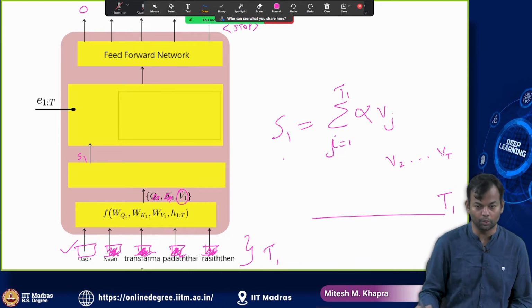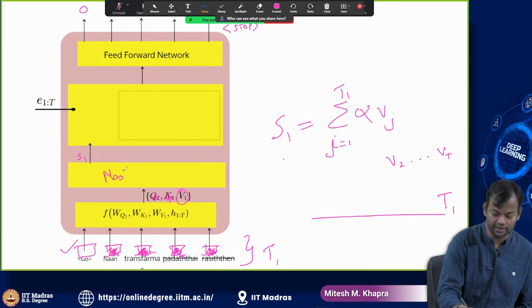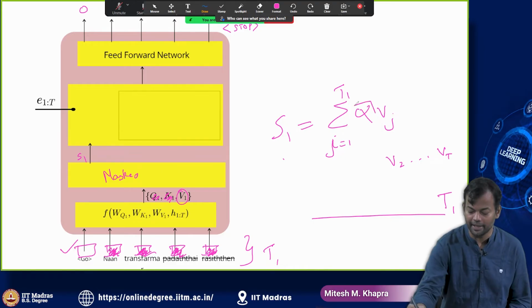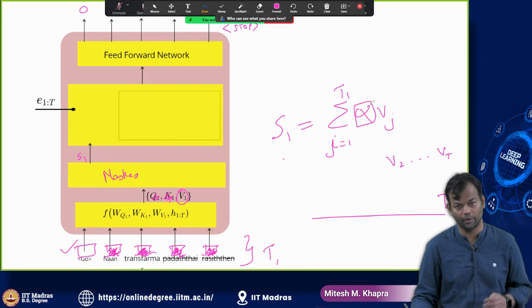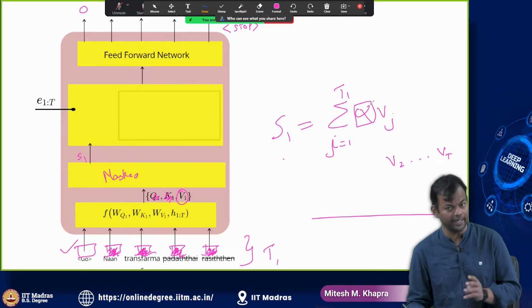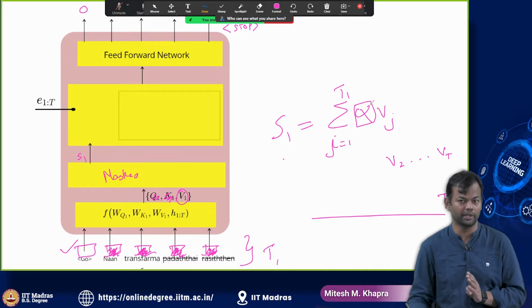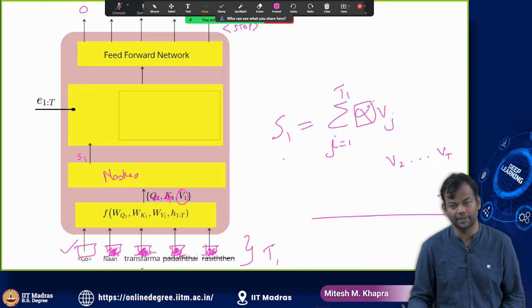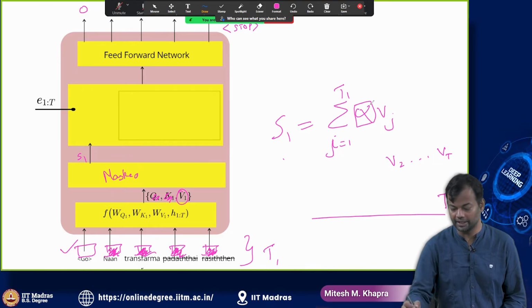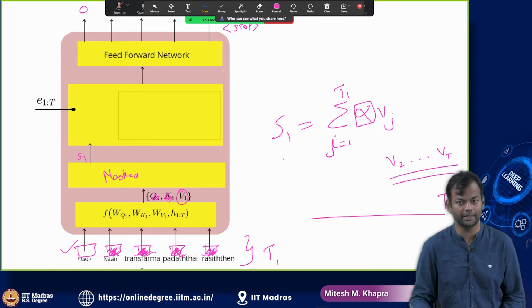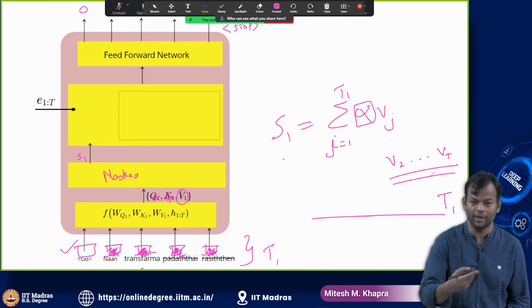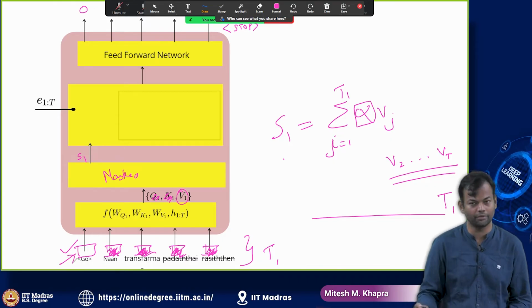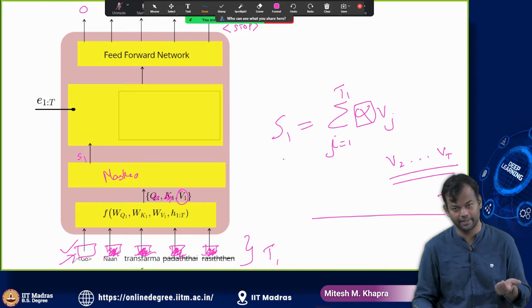So what I will do, and that's why this is called masked self-attention, is I'll make these alphas 0, right? Whatever alpha is beyond the current decoded word, I will make those 0. So alpha 2 to alpha capital T will become 0. These V's will not participate in the computation. So S1 would only depend on the representation of Go, right? And in the first case, it makes sense.